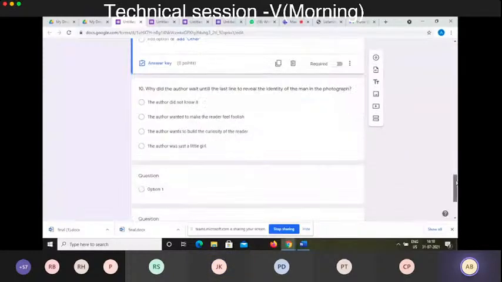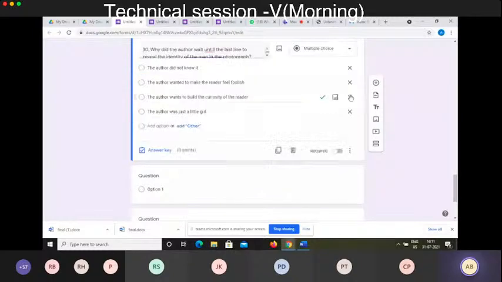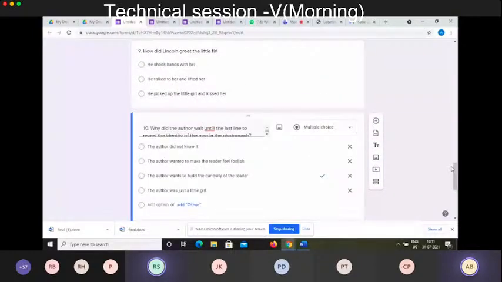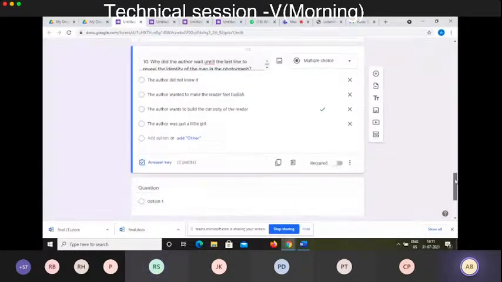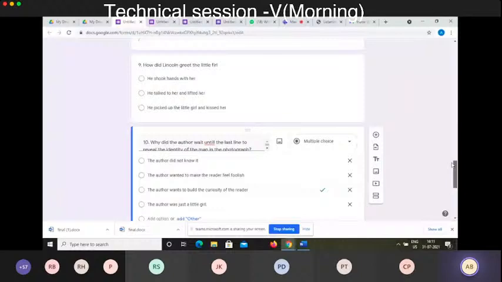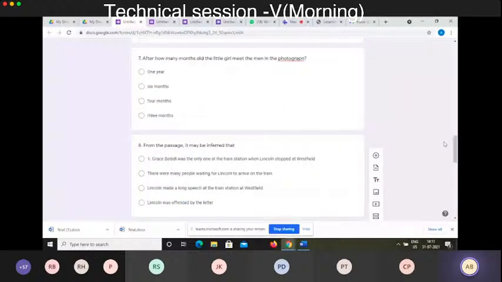Yes, ma'am. Right, good. So why did the author wait until the last line to reveal the identity of the man in the photograph? Now this will require some thinking. Please think, why did the author wait till the last line? The author wants to build the curiosity of the reader. Exactly. Thank you so much, Raj Pallab. I think I can recognize your voice. Very well done. You have all done very well. Thank you so much. Then we shall move on to another one.